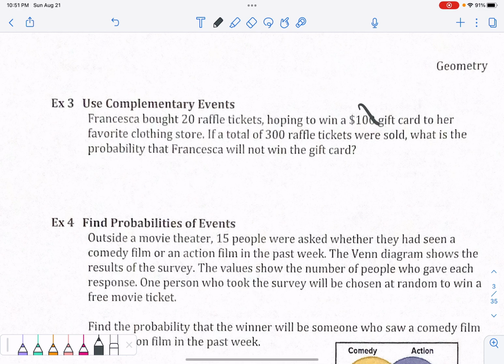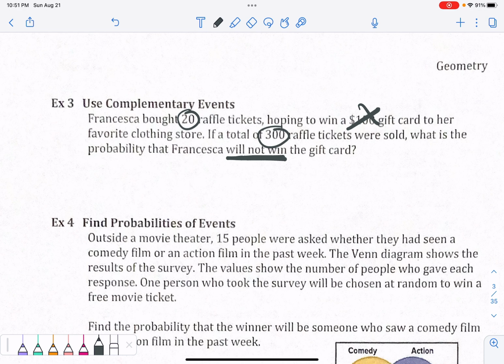Now, the $100 gift card, that 100, that is a number in there that's thrown in to throw you off, okay? Not every number or value in a story problem is important. We do have 20 raffle tickets, though. If a total of 300 raffle tickets were sold, what is the probability that she will not win?